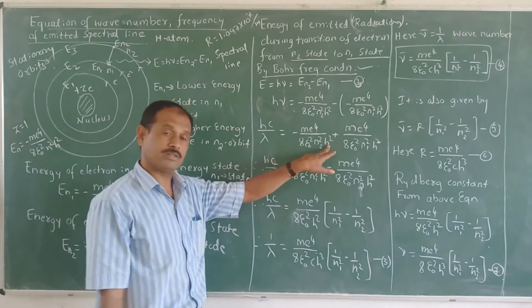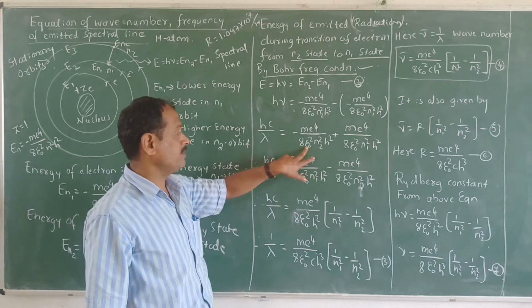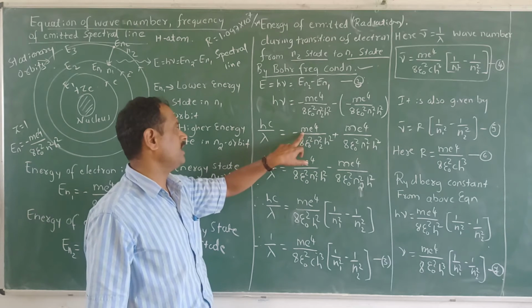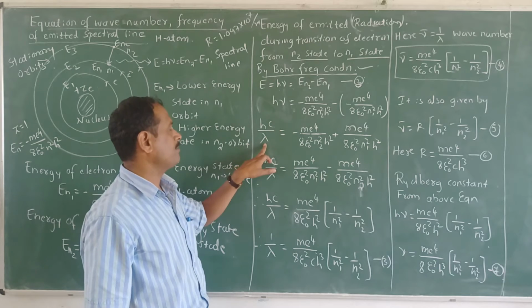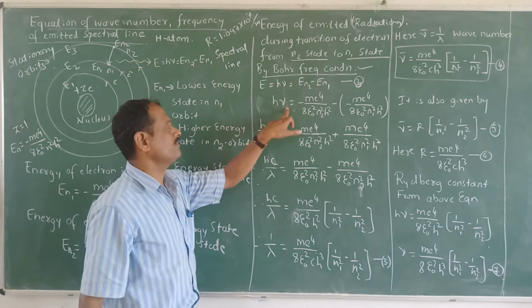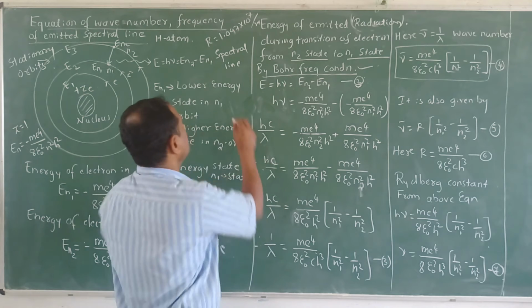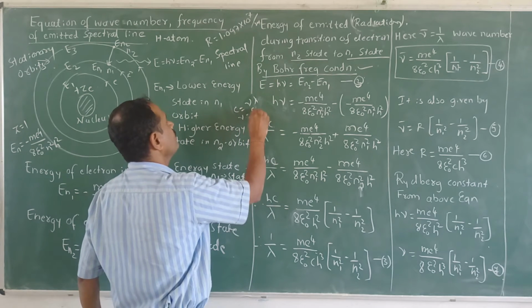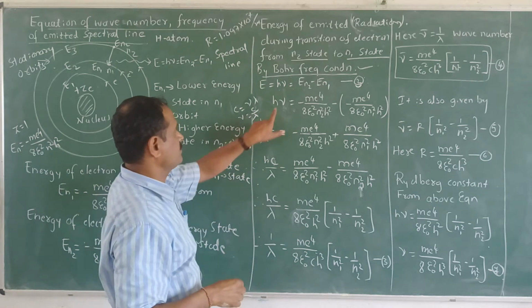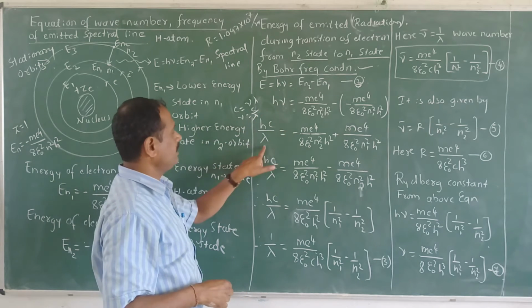Here h is the Planck constant, epsilon naught is the permittivity of free space, m is the mass of the electron, e is the charge of the electron, c is the velocity of light, and lambda is the wavelength. Nu is the frequency. Here c is equal to nu lambda, therefore nu is equal to c by lambda. That I will substitute here, instead of nu, c by lambda.